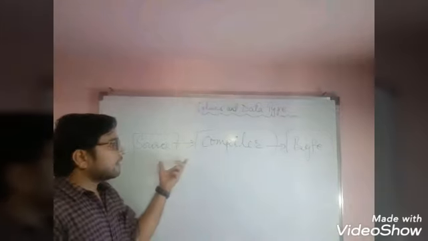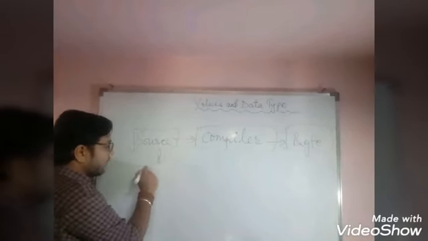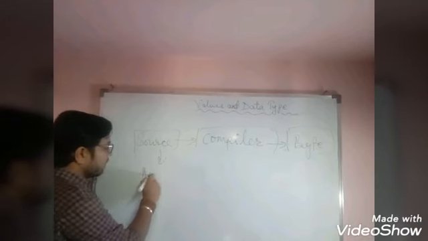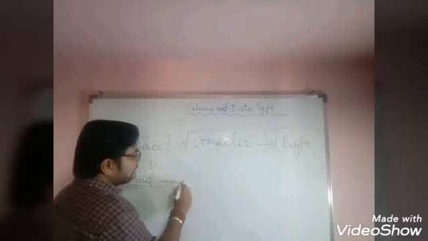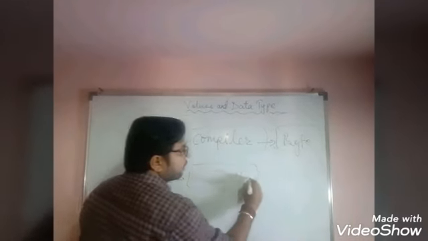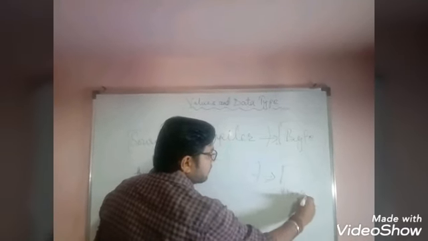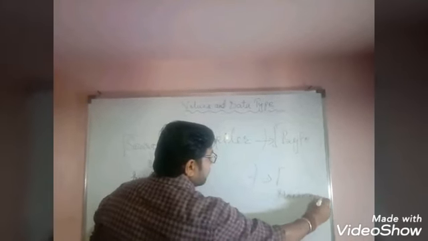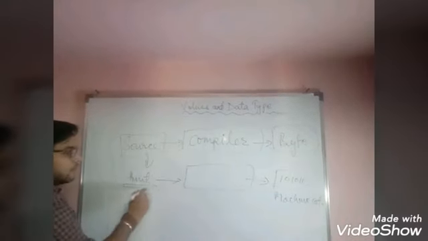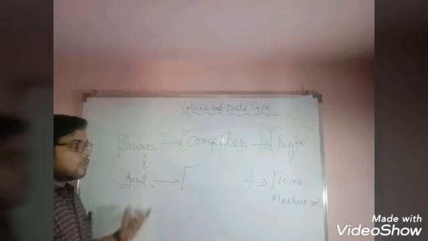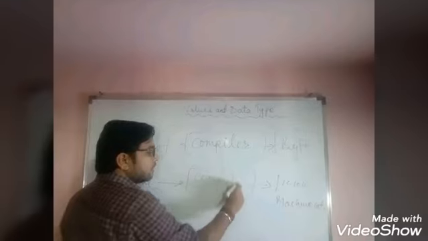If you are entering anything in a high level programming language, that is called source code. If you are entering anything, like I have entered my name, this is the source code. The compiler converts this source code into bytecode. This is called machine code. Machine code is always written in 1010 form, and source code you can write in English form. So this is the work of the compiler. The compiler converts the source code into bytecode.